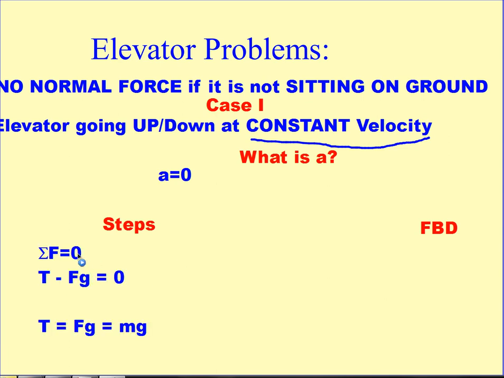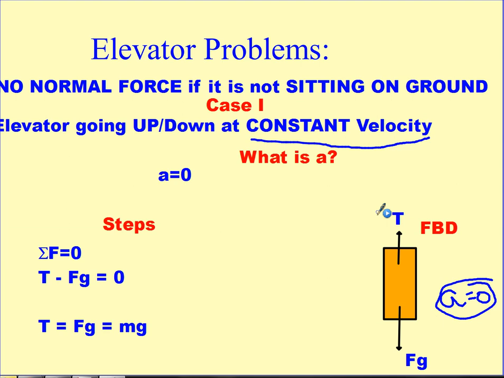So, what are your steps? The sum of the forces, you draw your free body diagram first. Fg goes down, T goes up. You make sure you write in here that A is equal to 0. Circle it.